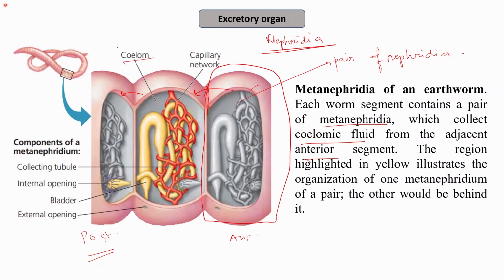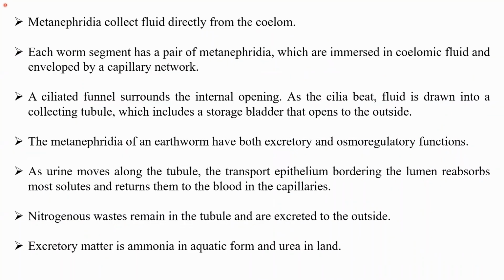This is the coelom which I was mentioning, the body cavity, and the fluid which fills it is known as the coelomic fluid, which is being collected by the next segment. And this is the network of capillaries, shown here in red. They have collecting tubules, internal openings, a bladder, and external openings. You can see here that they have external openings through which the waste is released, and they have internal openings. So how does this work? Metanephridia collect fluid directly from the coelom. So it collects the coelomic fluid.